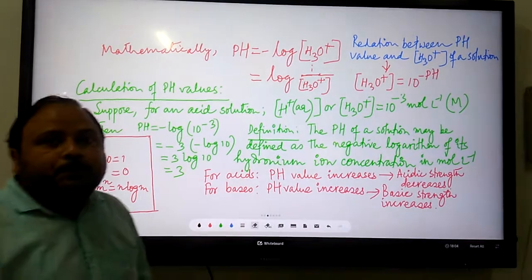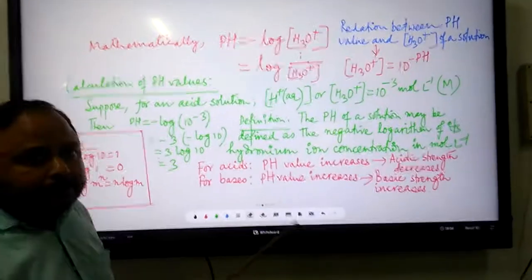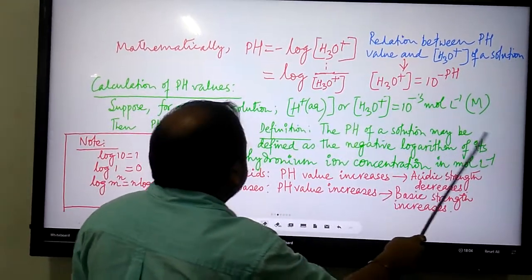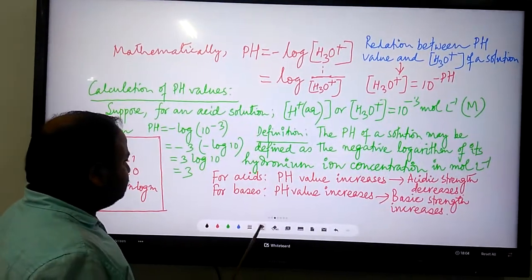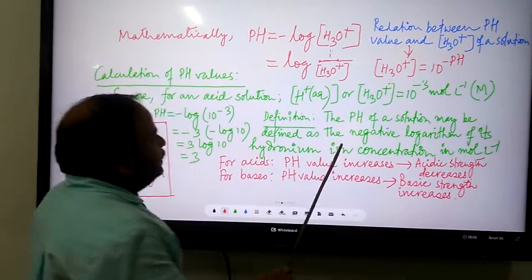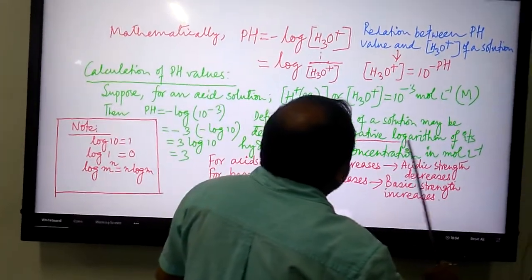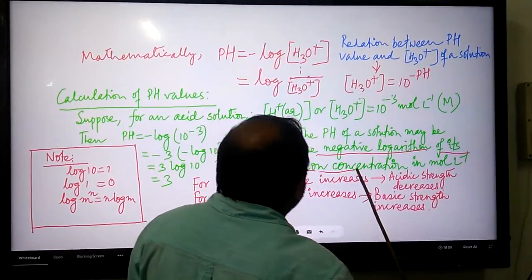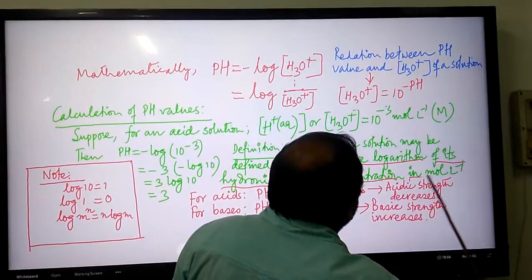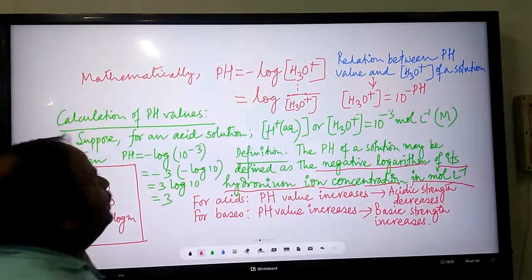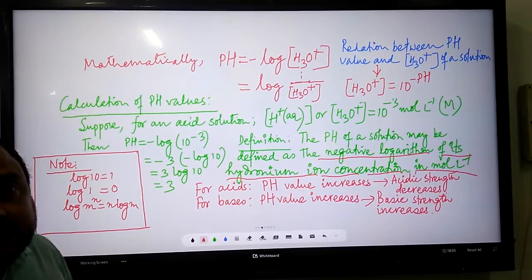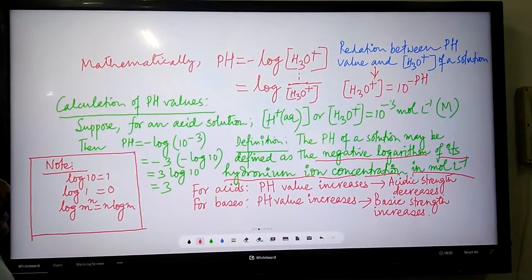Now how to define the pH of a solution? We have the definition, you need to remember it like this. The pH of a solution may be defined as the negative logarithm of its hydronium ion concentration in mole per liter. The concentration which we write with this square bracket means concentration expressed in mole per liter.